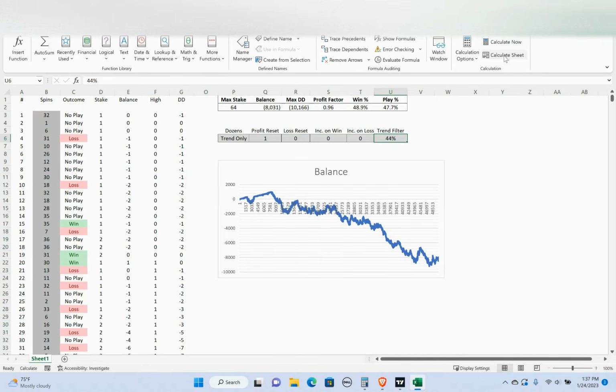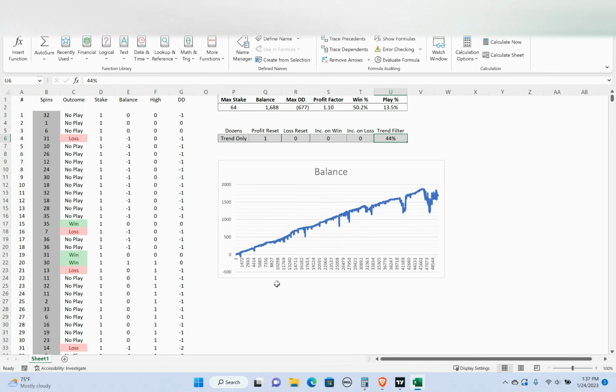All right, so now if we calculate the sheet with these new settings, you can see what happens. It looks a lot better. You can tell this is a martingale related strategy just by looking at this chart. For any of you who've seen that, this is what they all look like. But this one survives 50,000 spins, and I can guarantee you a traditional martingale system is not going to last 50,000 spins and be positive. So that's pretty cool to see, it actually works.